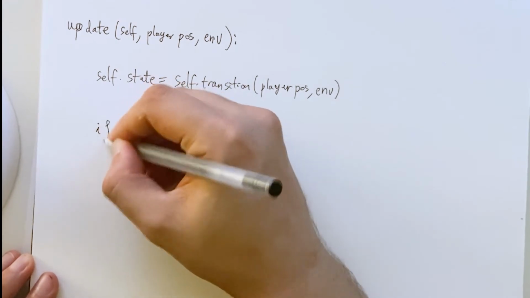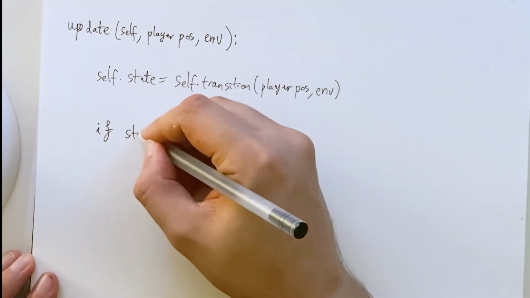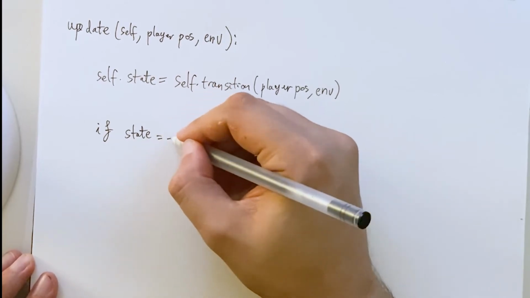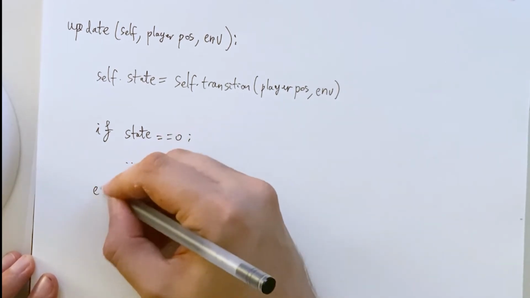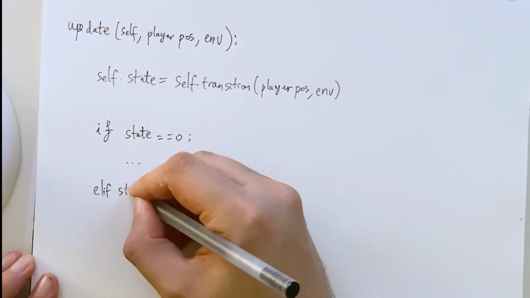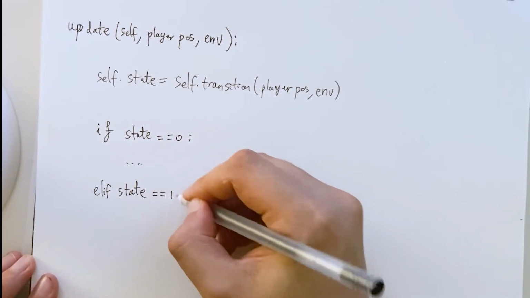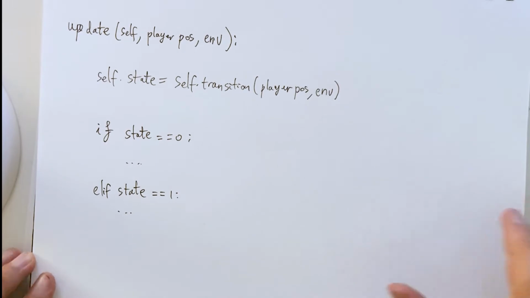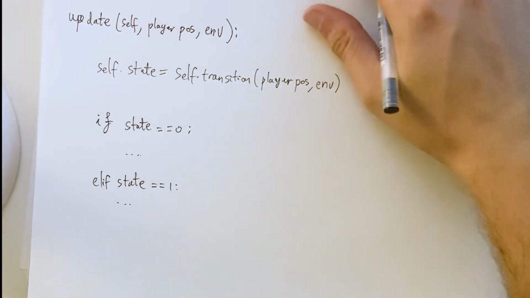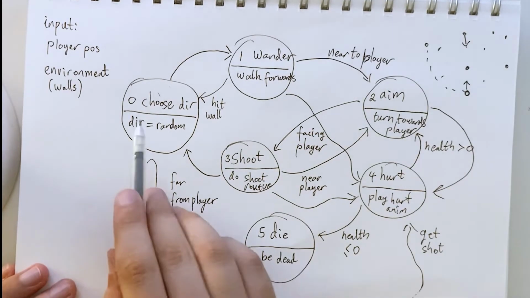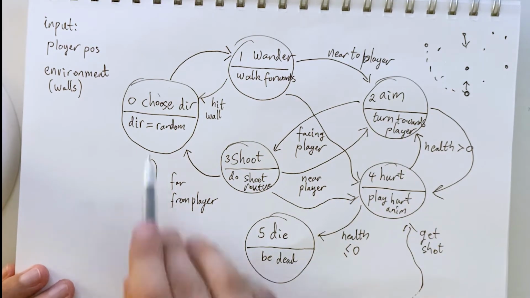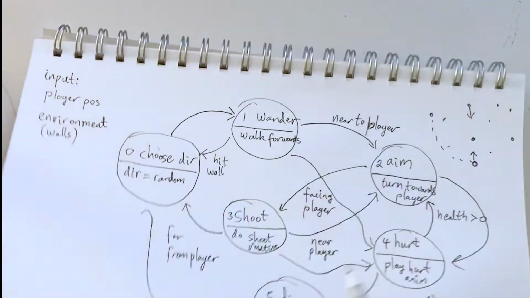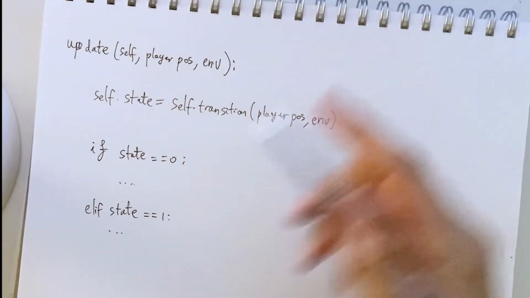And then we will say, if state is equal to 0, which was, I think, the random direction thing, then do something. Do something else, and so on and so on. And the something that we've got here is described in our state diagram on the bottom half of the circle, right? That's a basic description of the behavior that we want to do. Okay, so that is the output logic, and that is handled in the update.